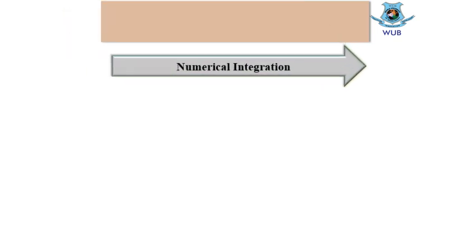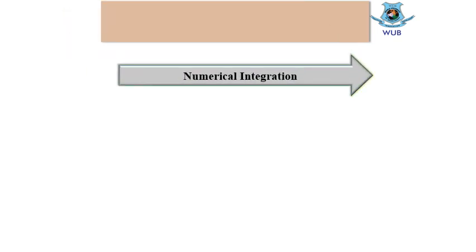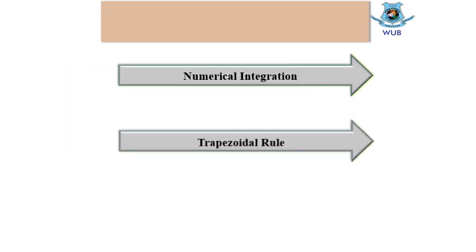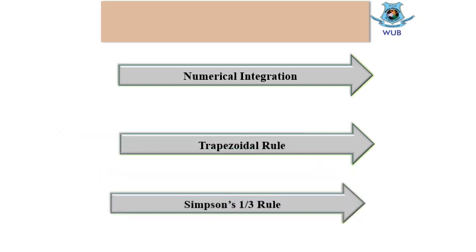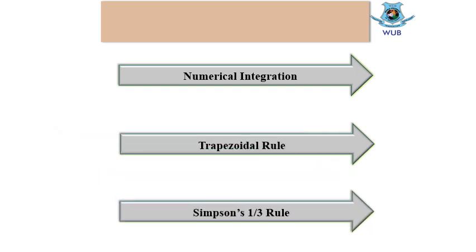This is our ninth week of this semester, and in this week, I would like to describe some new things. First one is numerical integration, second one is trapezoidal rule, and third one is Simpson's one-third rule. All these are very important, so please listen carefully and try to understand. Now let's start.